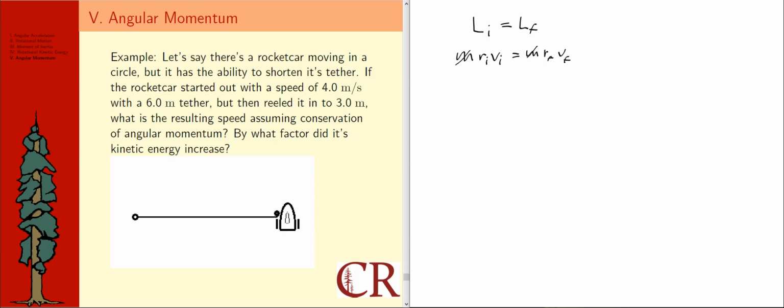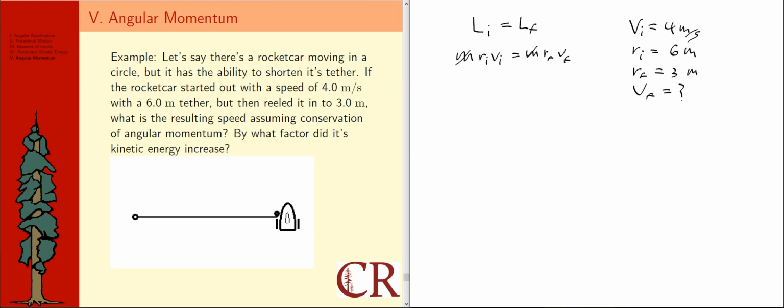Let's see what happens. So we can say that v initial is equal to the given 4 meters per second. r initial is equal to the given 6 meters. r final is equal to 3 meters, so it's half of what it was, right? And v final is the thing that we're asking for.